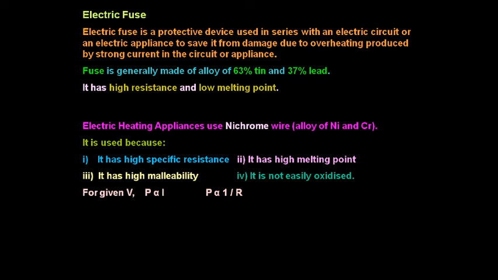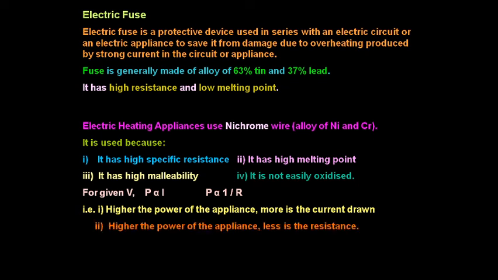Now for a given V, P is directly proportional to I, and P is inversely proportional to R. That is, the higher the power of the appliance, the more electric current is drawn. The higher the power of the appliance, the less is the resistance. So remember this: higher the power of the appliance, less is the resistance.